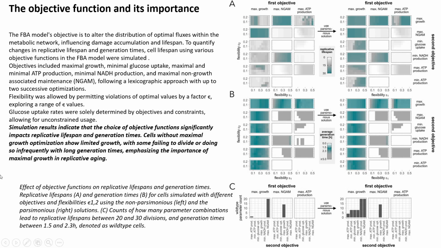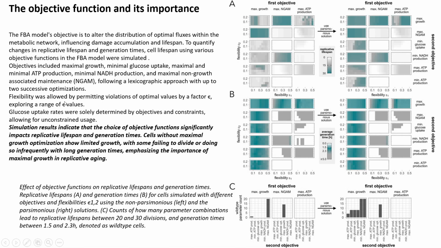So they took objective functions which included maximal growth. These are functions that, if you are using MATLAB, in the Cobra toolbox, are already defined. I'll show you one of them. So basically here the objective functions that they took are maximal growth, minimal glucose uptake, maximal and minimal ATP production, etc., and they did up to two successive optimizations.